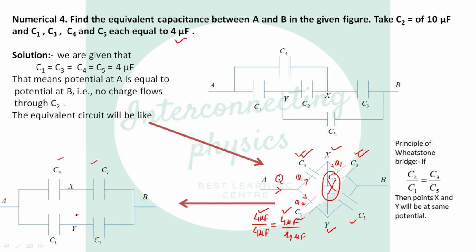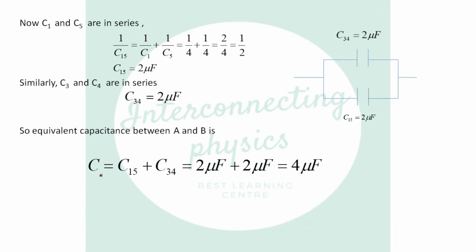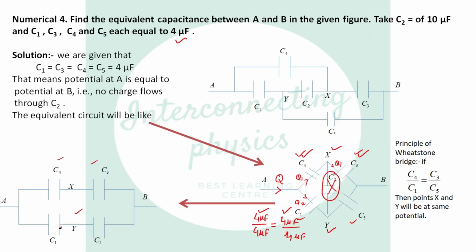And also remember, always the upper arms are in series and the lower arms are in series in case of a Wheatstone bridge. Okay. Now C4 and C3 are in series. So let us calculate the value. So C34 and C15. We use the formula C equivalent equals C1 C2 divided by C1 plus C2 if we have two capacitors in series.